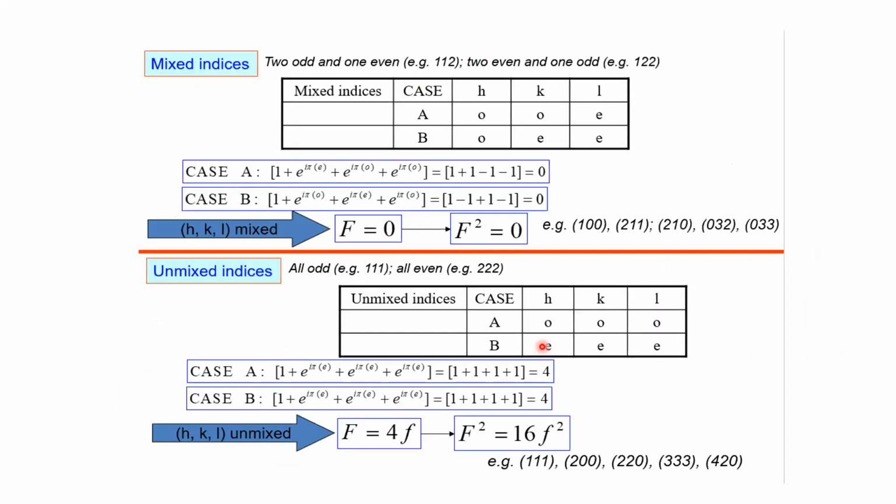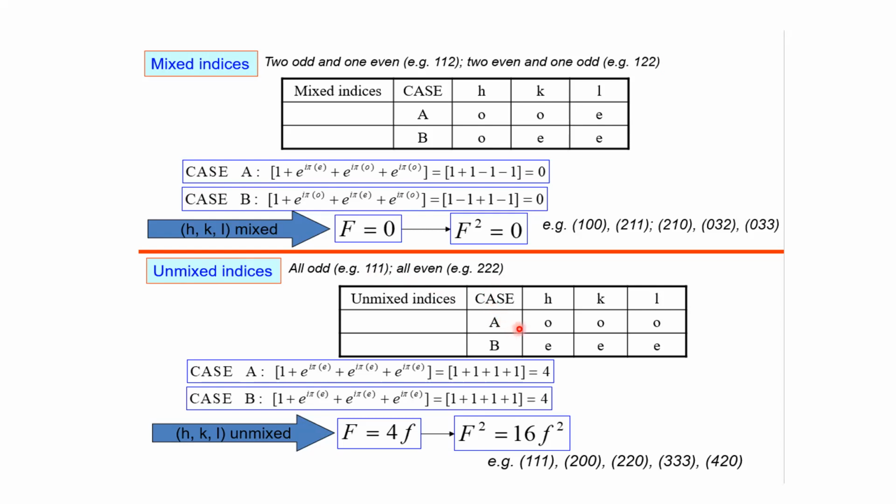And in this slide, we can see more clearly the mixed indices and unmixed indices. So we have two cases, case A and case B. Suppose h and k are odd and l is even. So when h, k are odd, then we get 1, 1 plus 1 minus 1, 0, and the structure factor would become 0. And suppose h is odd and k and l are even, then we can also get F to be 0. And this is for the unmixed case, when h, k, and l all are odd or all even, like 2, 2, 2.